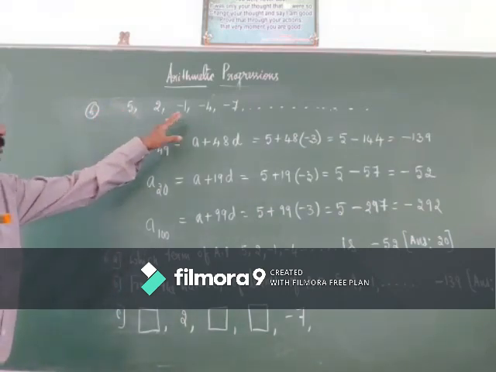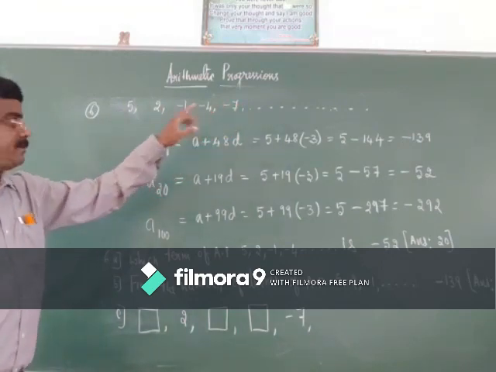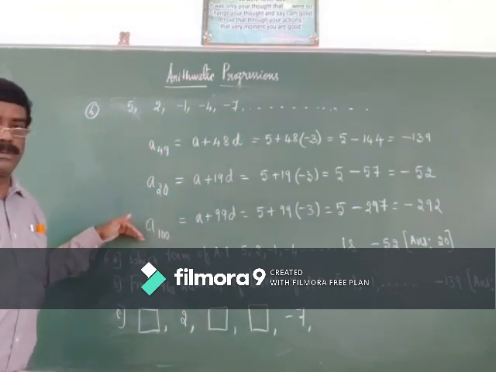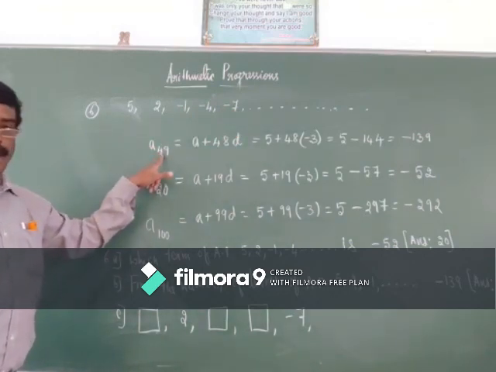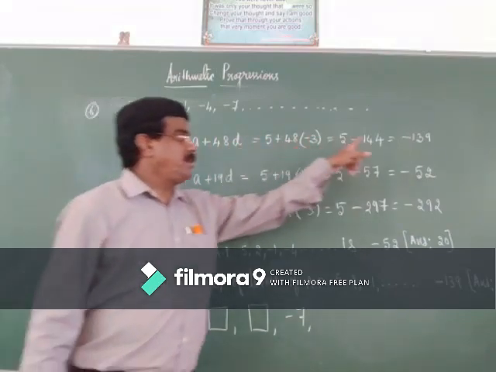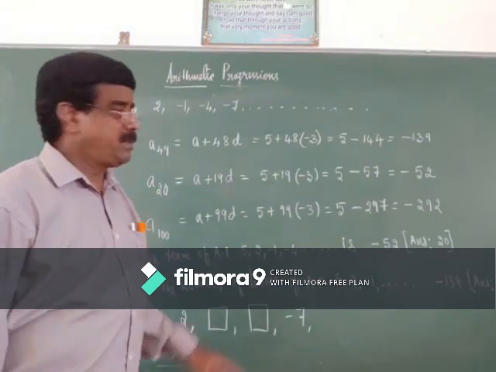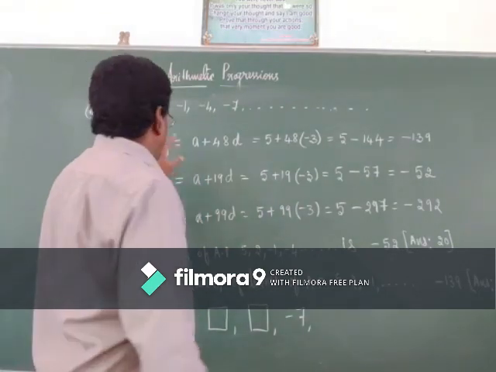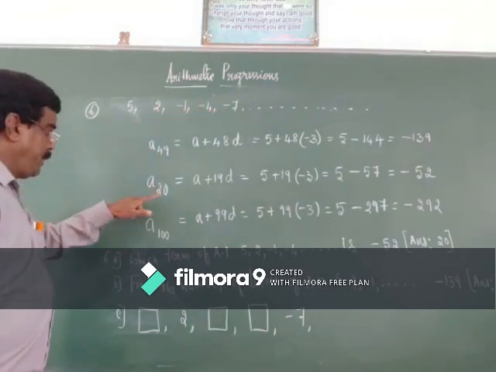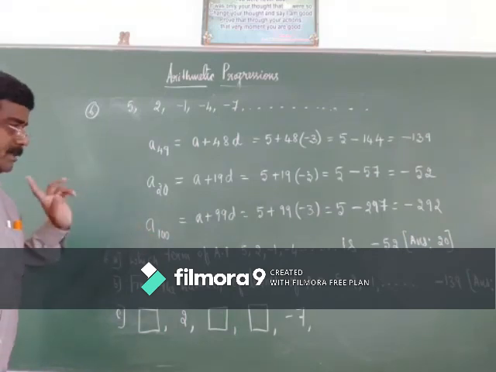So this is how you must do it. I have already taught you how to create an AP of your own choice. Then using this, I have found some terms here. A49 is the 49th term of this AP, and we got the answer minus 139. That also I taught you. One question is: find the 49th term of this AP. Then find the 20th term, this is the answer. Find the 100th term, this is the answer.